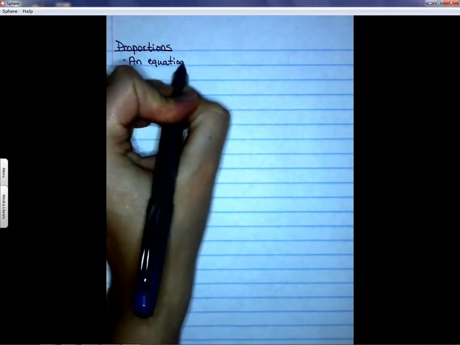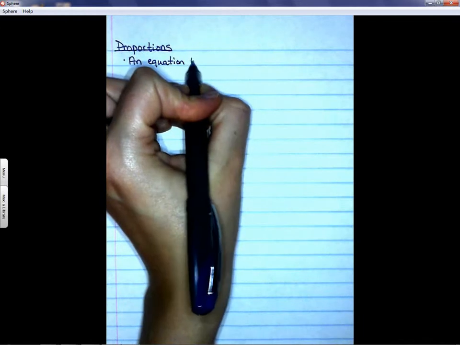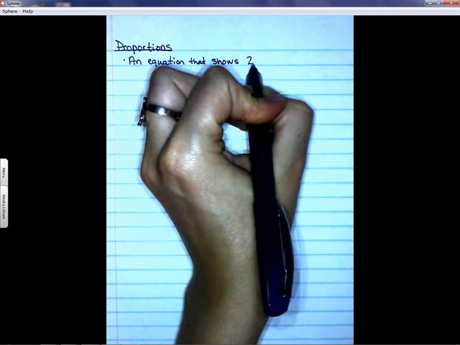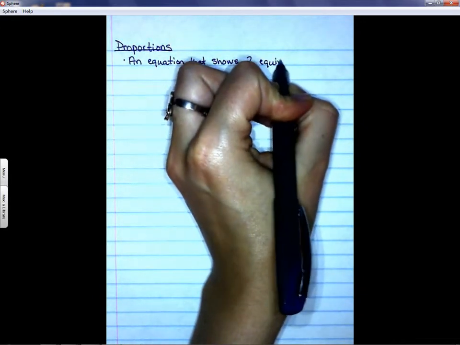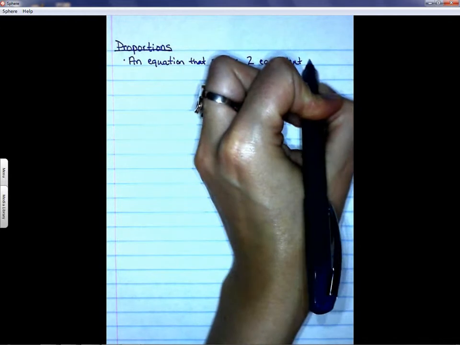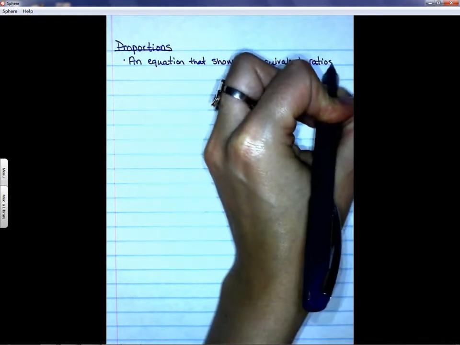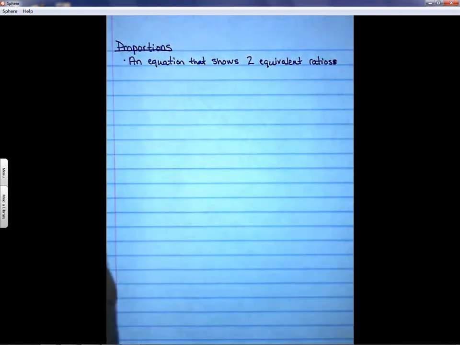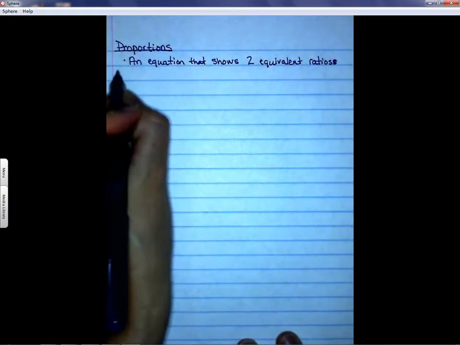Hi class. Today we're going to talk about proportions. And if you remember, a proportion is just an equation that shows two equivalent ratios. As just a brief reminder, let's go over what a ratio, equivalent ratio, and proportion are.